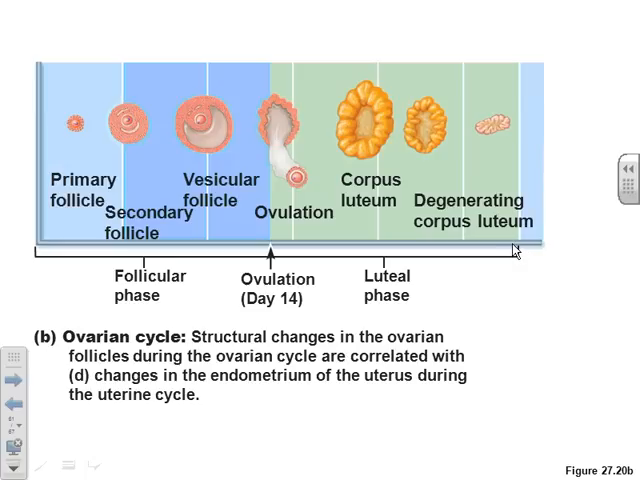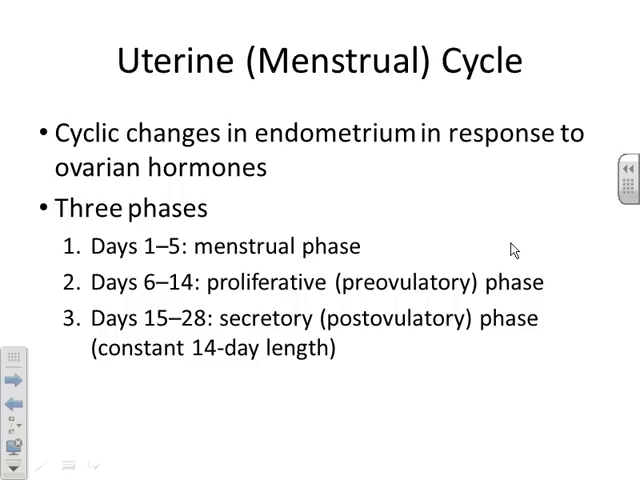Now, if that's not confusing enough, something else is occurring at the same time within the female body. We have what's called the uterine cycle, or what most people think of as the menstrual cycle. While the ovary is going through all of those different steps, the uterus is also going through different phases. During days 1 through 5, that is the menstrual phase.